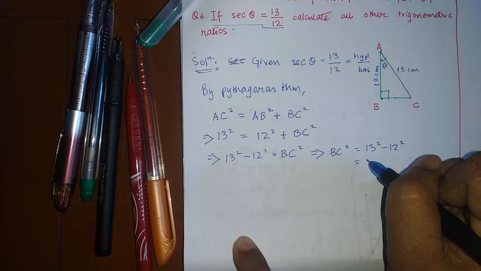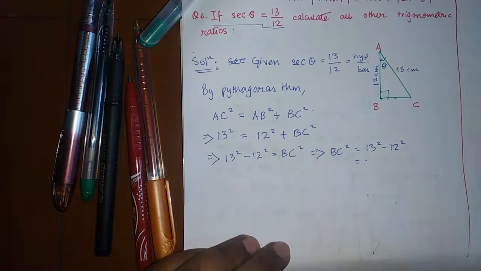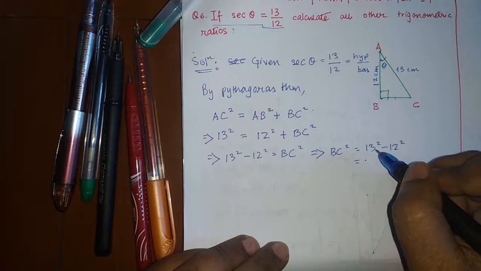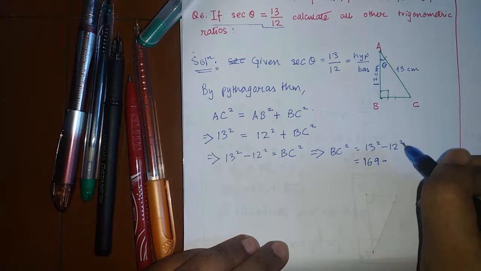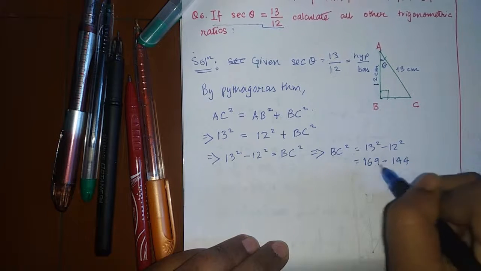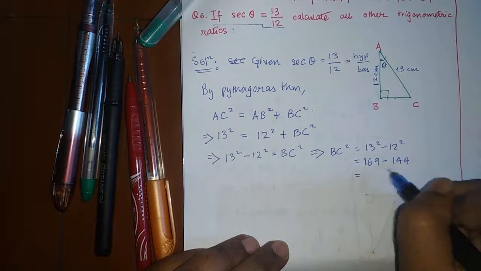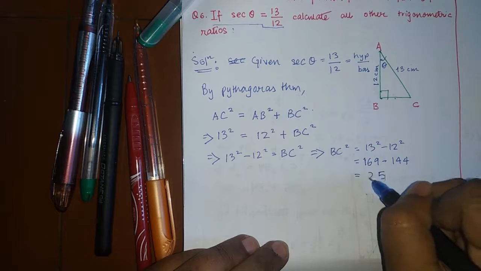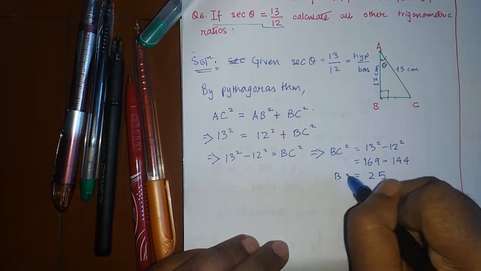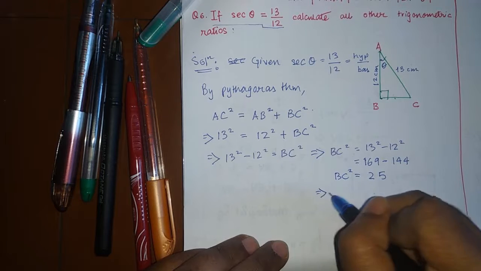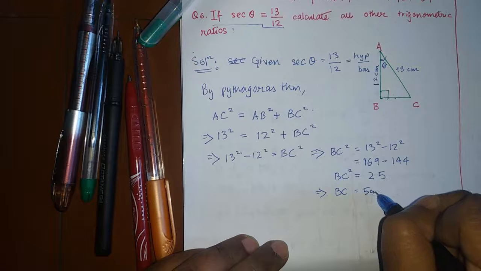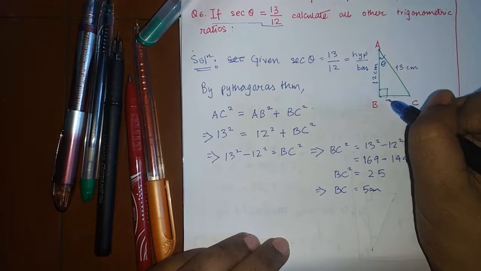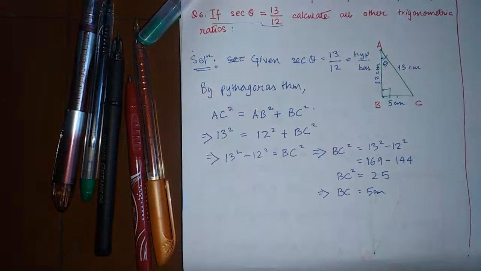What is the value of 13 square? I have told you earlier to learn all the values of the squares from the number 1 to 25. So I have learned already. So it's 13 square is 169 and 12 square is 144. Subtract these two numbers. 9 minus 4 5, 6 minus 4 2, 1 minus 1 7. So we get BC square is equal to 25. Now take the square roots on both sides. You will get BC is equal to 5 centimeter. So we get the value of BC, it's 5 centimeter.